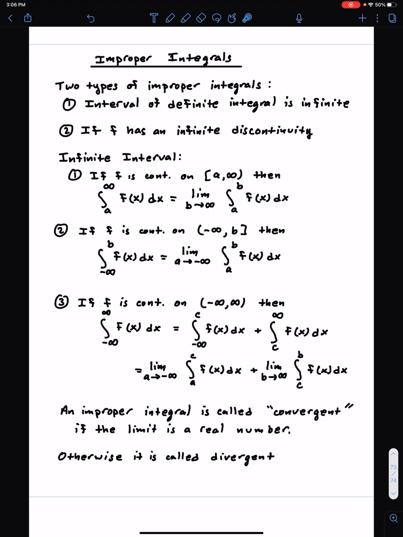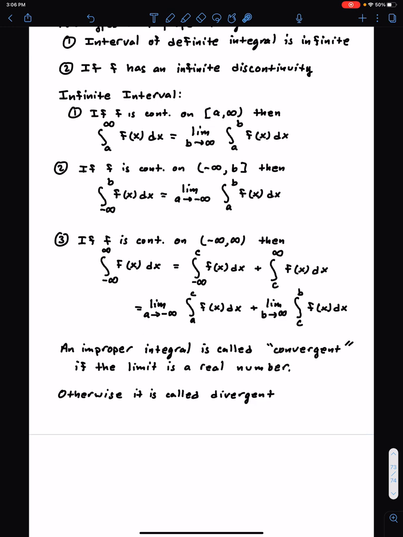If f is continuous on all real numbers, then the integral from negative infinity to infinity is equal to the limit as a approaches negative infinity of the integral from a, I break it up at some value c, plus the limit as b approaches infinity from that value to the upper bound b. So an improper integral is called convergent if the limit is a real number, meaning that the limit exists. Otherwise, it is called divergent if it goes to positive infinity or negative infinity, or if it does not exist.